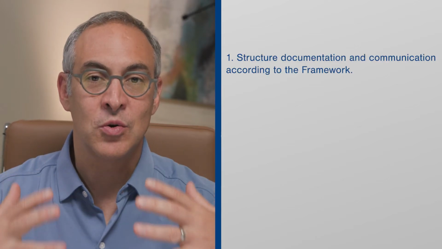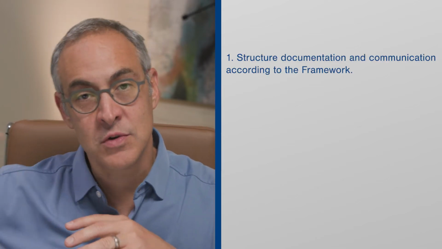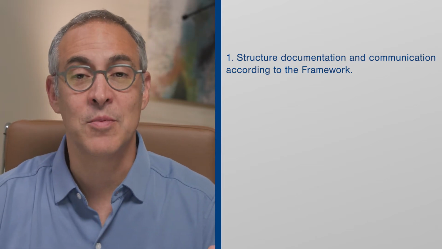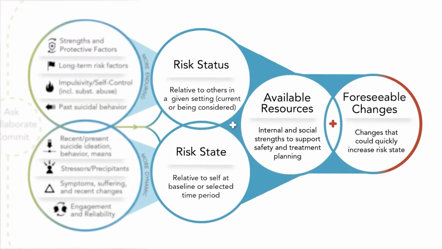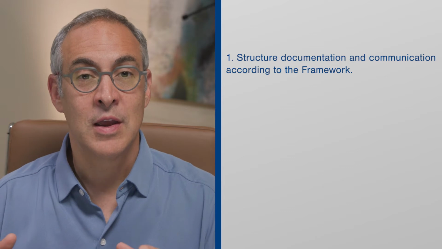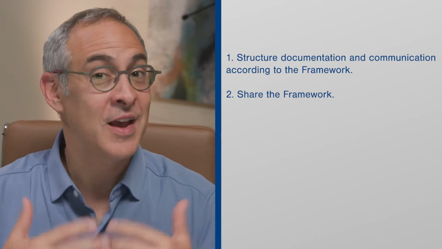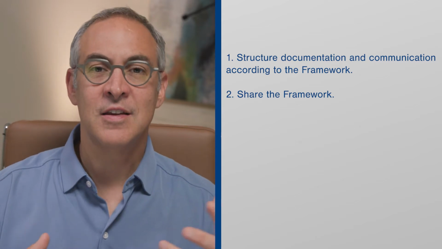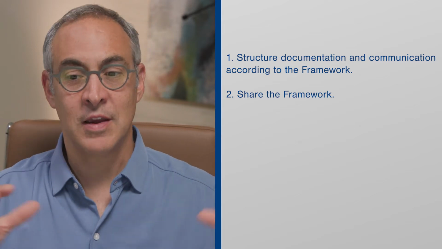So here are some ideas that I have. First, if possible, structure your documentation and communication that you send out to other organizations according to the framework. Your risk assessments can have the structure that the framework provides for those categories for gathering data: risk status, risk state, foreseeable changes. So if you have some control over how you document, have it follow the framework, and then number two, send them the framework so that they can see the relationship between what you're documenting and this map.